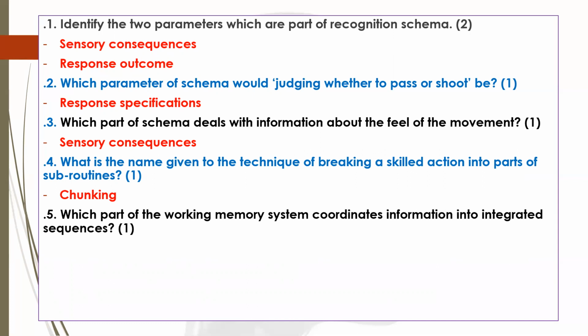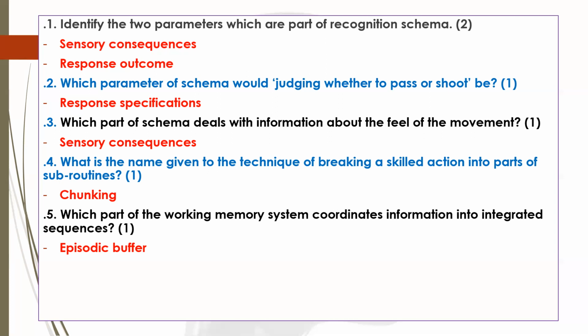Number 5, which part of the working memory system coordinates information into integrated sequences? That is the episodic buffer. It takes in that information and produces these organized sequences where it coordinates the information from the phonological loop and the visuospatial sketchpad, puts it into some sort of organized time frame, which can then be sent to the long-term memory for a comparison to see what it's already got up there.